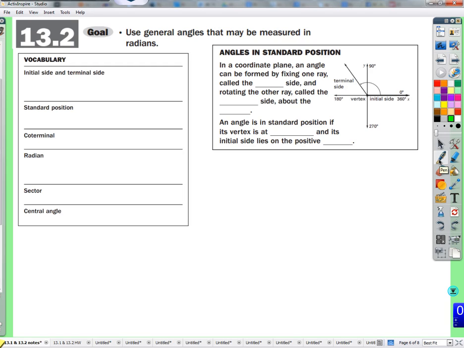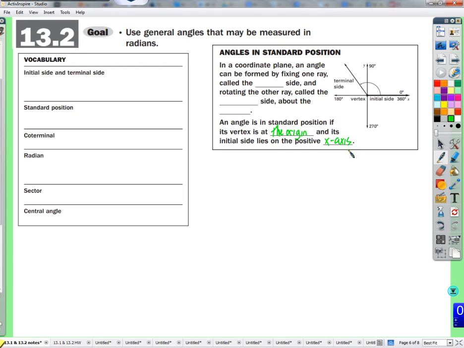Okay. So here is a typical angle in standard position. In standard position, an angle's vertex is at the origin. Whenever we see an angle just hanging out there, we position it like we take our protractor, right? We put the origin right there. We start measuring over here. A positive angle goes like this, counterclockwise. That's positive. The initial side lies on the positive x-axis.